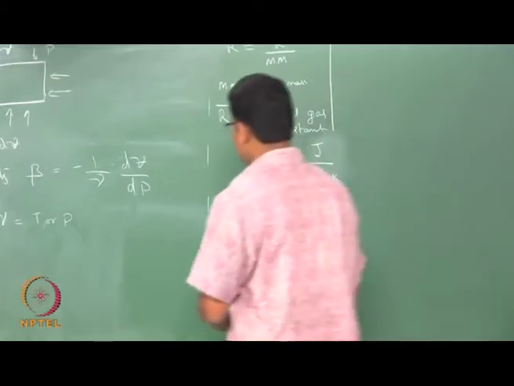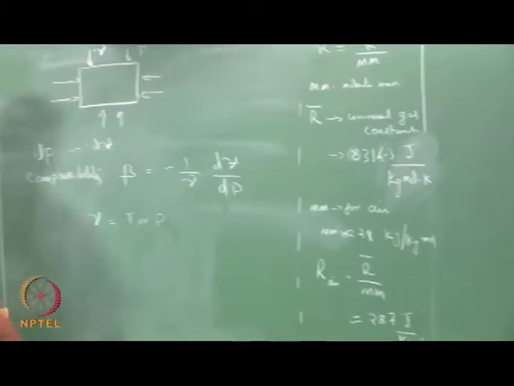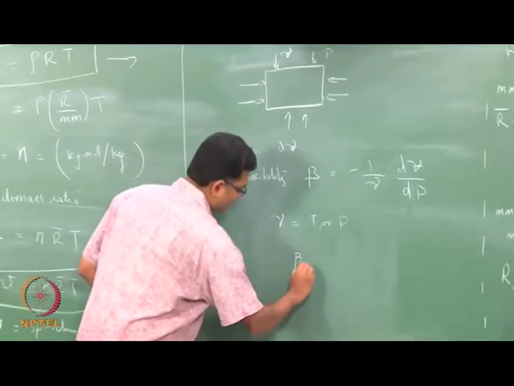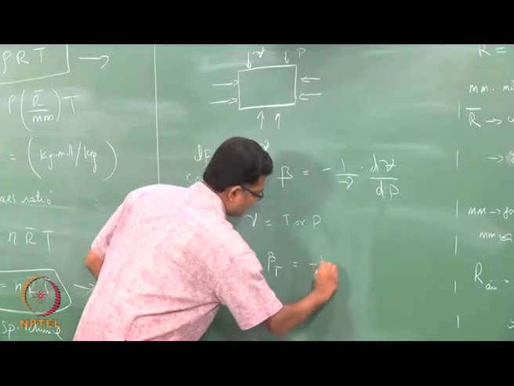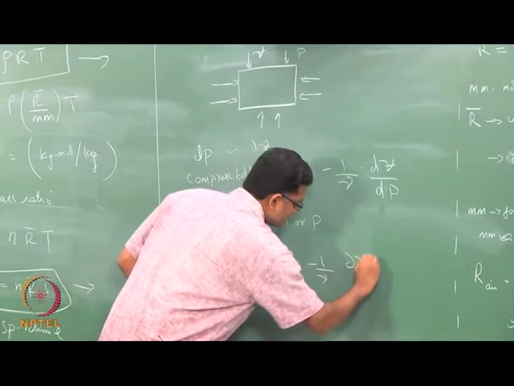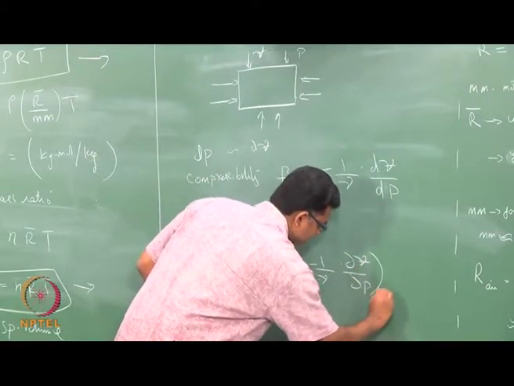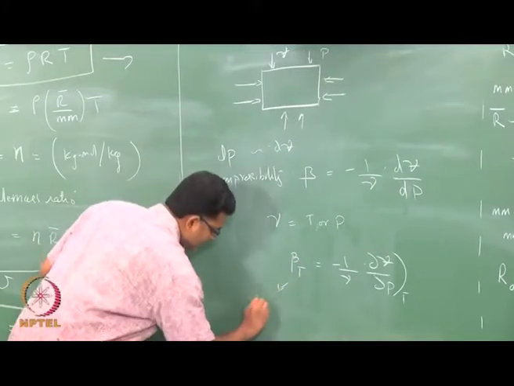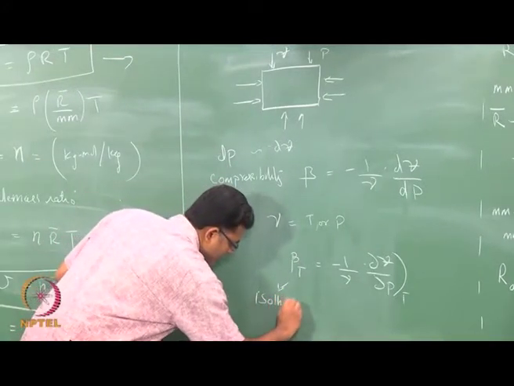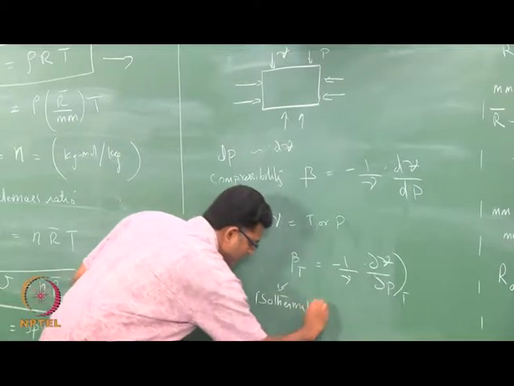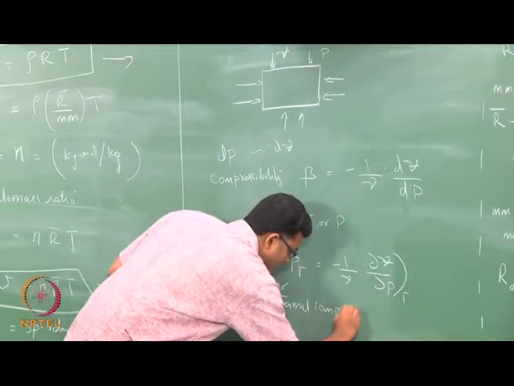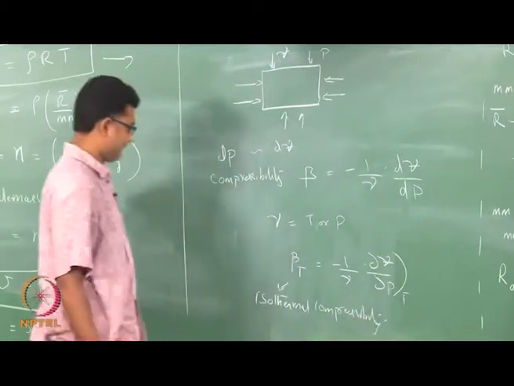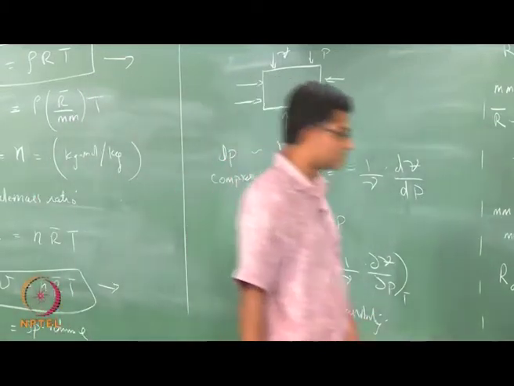Now, if I attain this change in volume at constant temperature, I rewrite this as this form, and I call this compressibility as isothermal compressibility. Okay.